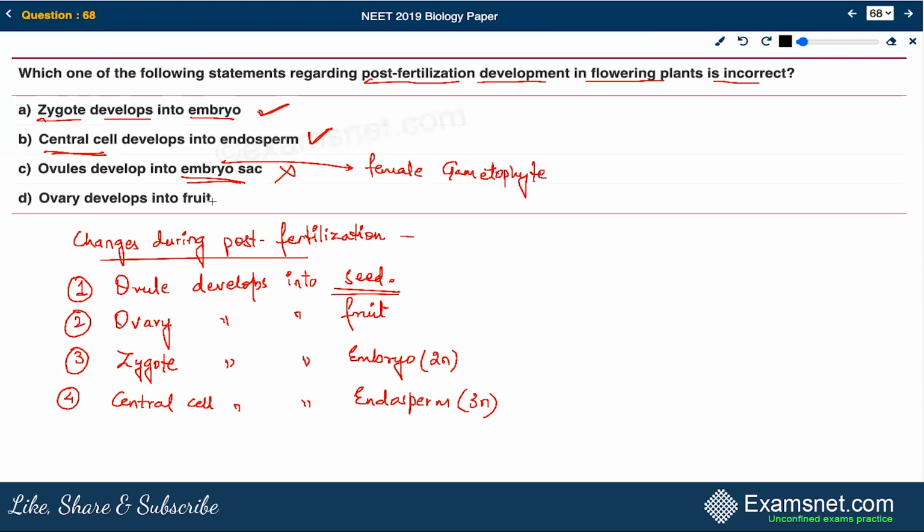And then ovary develops into fruit. This is also correct. So you have to identify the incorrect statement. So this is the incorrect statement. All right. That means the correct answer will be this one only, because we have to find out the incorrect statement. That means option number C over here. C. This one.